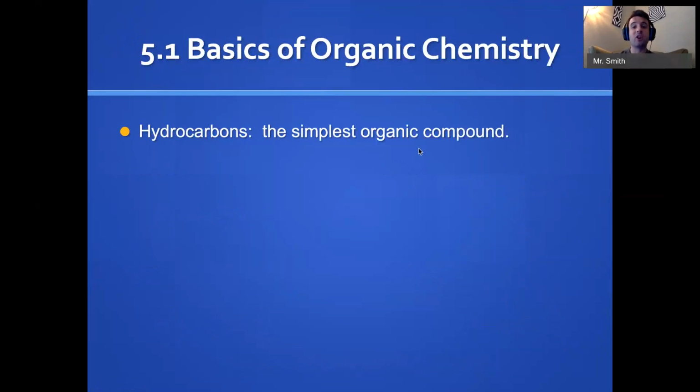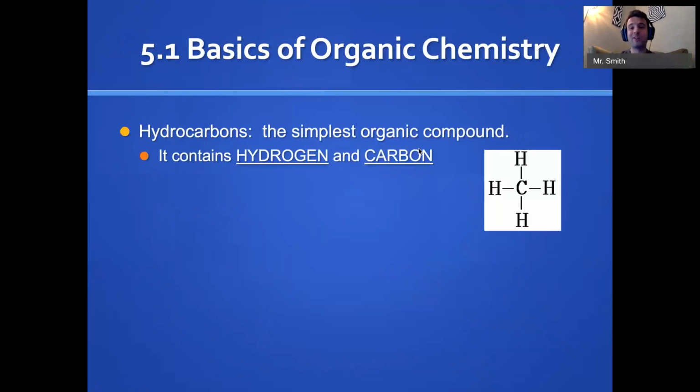Now, I want to introduce you to the main type of structure we're going to be working with this unit. It's called a hydrocarbon. As the name suggests, it has two kinds of atoms in it: carbon and hydrogen. Here's one example of a hydrocarbon. This is the simplest hydrocarbon, CH4. We call it methane, and we'll talk about why it's called methane in the next segment of notes. But for now, CH4, known as methane.